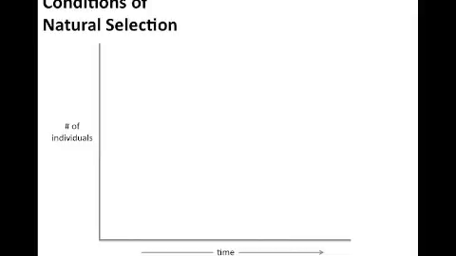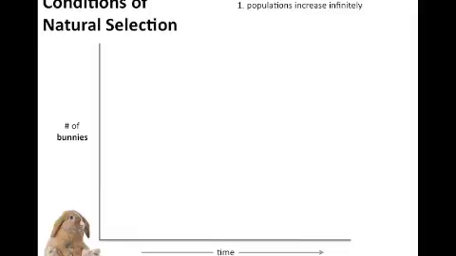Now, there are a few conditions of natural selection, a few things that happen that we can say sort of encapsulate the scenarios of natural selection. So on this graph, we're going to be charting the number of individuals along this axis and time along this bottom axis. And let's talk about bunnies, because we know that bunnies like to reproduce. So let's imagine that we have a population of bunnies. The first condition of natural selection is that populations increase infinitely. That means that if we start out with 2 bunnies down here, within a pretty short period of time, we're going to have a whole lot of bunnies. You put them together and they will just keep reproducing and keep reproducing.